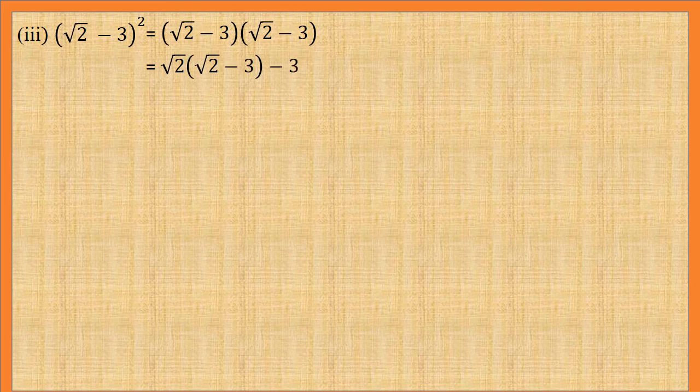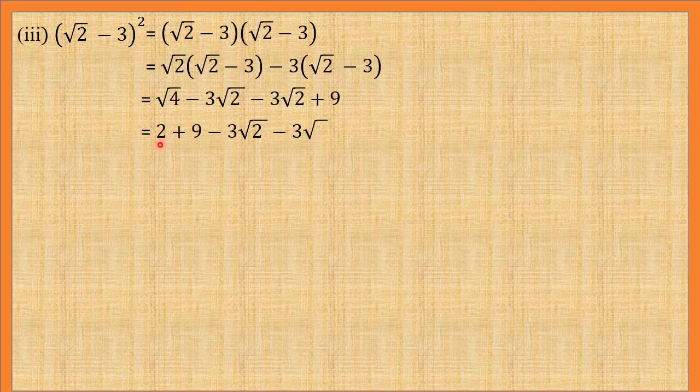And this gives us root of 2 by root of 2 minus 3 minus 3 by root of 2 minus 3. Root of 2 by root of 2 gives us root of 4. Root of 2 by negative 3 gives us minus 3 root of 2. Then come to this one. Negative 3 by root 2 gives us negative 3 root 2. Negative 3 by negative 3 gives us positive 9. Simplify. Root of 4 is same as 2.